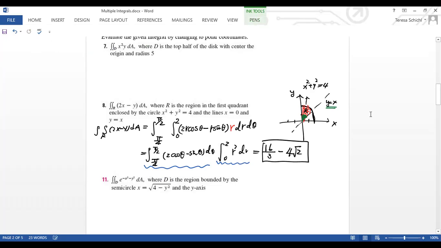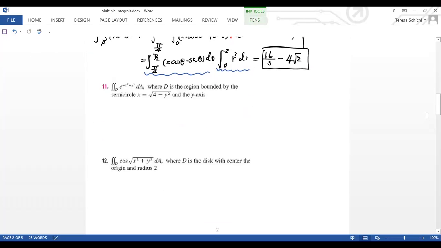Okay, now let's take a look at the next one here. They said e to the x squared. D is the region bounded by the semicircle x equal to the square root of 4 minus y squared. So that means it's x squared plus y squared equal to 4, right? Bounded by this one and the y-axis. All right, so let's see which area I'm looking for here. Okay, so this is 1, 2, 1, 2. Because x is the square root of 4 minus y squared, I know it has to be on this side, right? Because it's positive. So it has to be on this side and the y-axis.